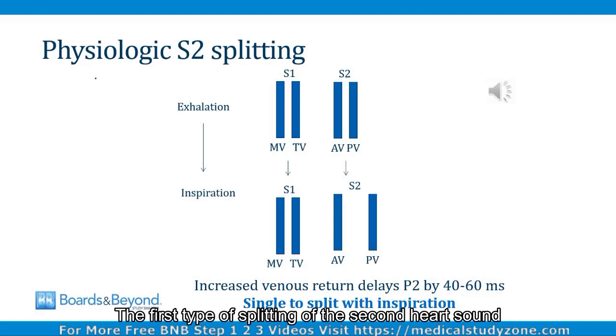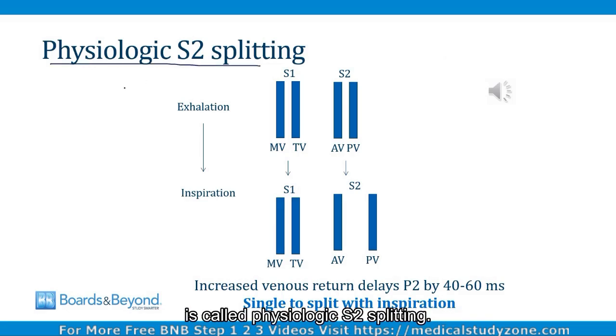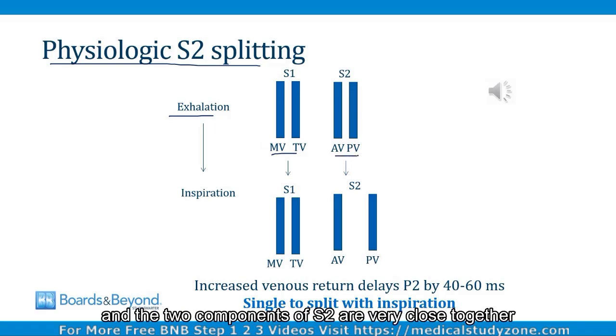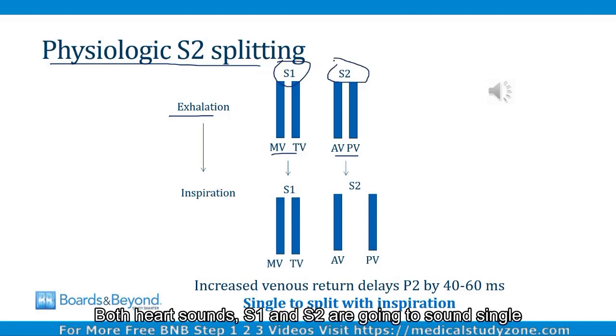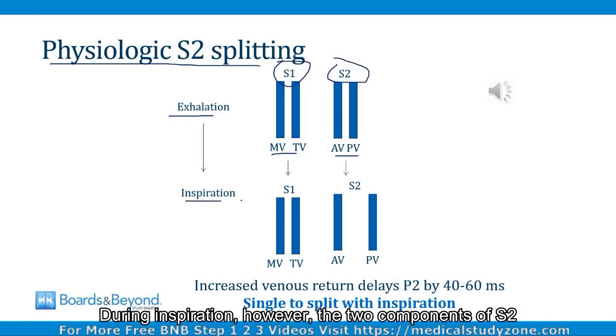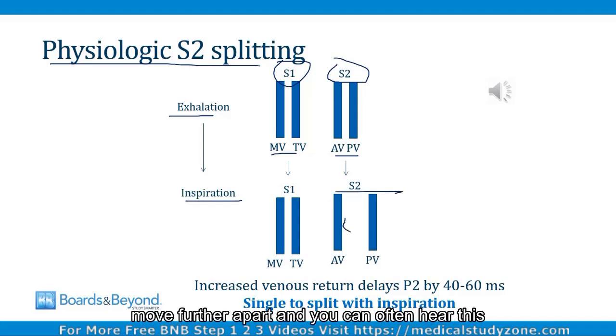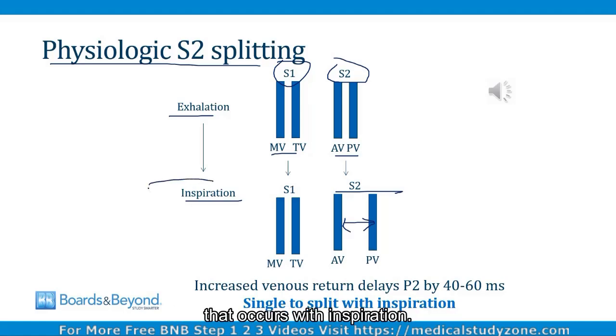The first type of splitting of the second heart sound during the respiratory cycle that we'll talk about is called physiologic S2 splitting. This is a normal finding that you will hear in patients who have normal hearts. If you look at my drawings on the screen here, when patients are exhaling and blowing air out of their lungs, the two components of S1 and the two components of S2 are very close together, and you can't separate them with your ear. Both heart sounds, S1 and S2, are going to sound single and not split. During inspiration, however, the two components of S2 move further apart, and you can often hear this with your ear, and S2 will become split. So this is called physiologic splitting. It's splitting of the second heart sound that occurs with inspiration.